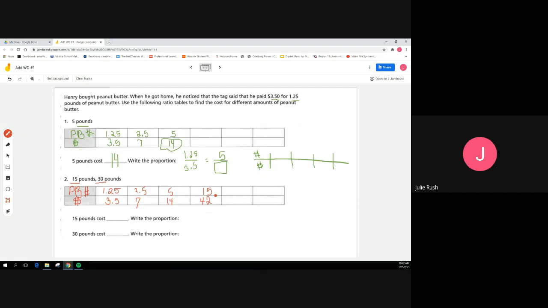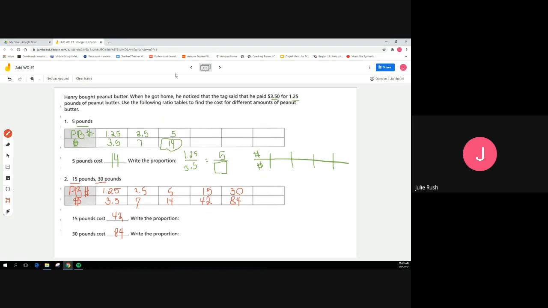And then we're going to double again to get to 30. And so 30 pounds of peanut butter will cost us $84. Voila. Pretty cool, guys, right? And so we started with those nasty decimals, but those decimals dropped off really quickly. So 15 pounds costs $42 and 30 pounds costs $84.